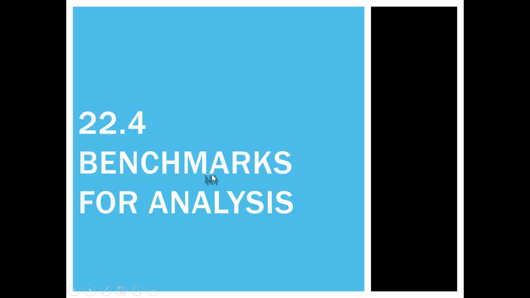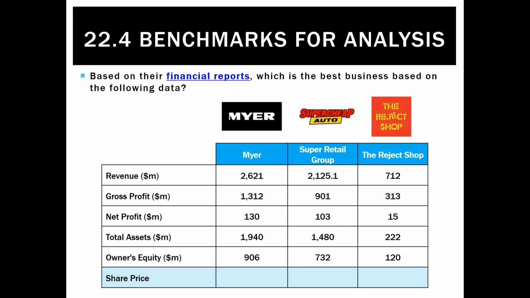Frequently throughout this chapter, we're going to have to evaluate certain ratios, and to evaluate something we need a benchmark, which is basically something to compare it to. So looking at the reports, these are from 2013-14 for Myer, Supercheap Auto and The Reject Shop. We can see three companies of varying size.